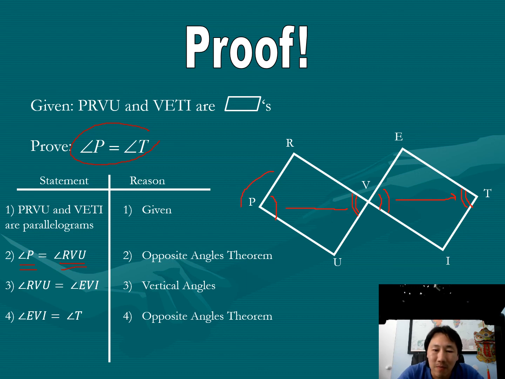Wow, we went from P to the middle, and then across, and then to the end. So we can conclude that angle P is equal to angle T. So we basically went from P and went all the way to T, and that is called the transitive property. All right, that is all we have for today. Go ahead and try the homework.